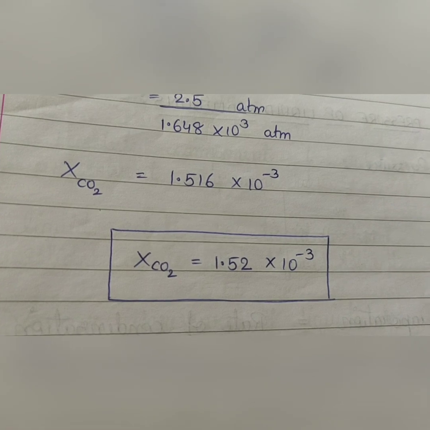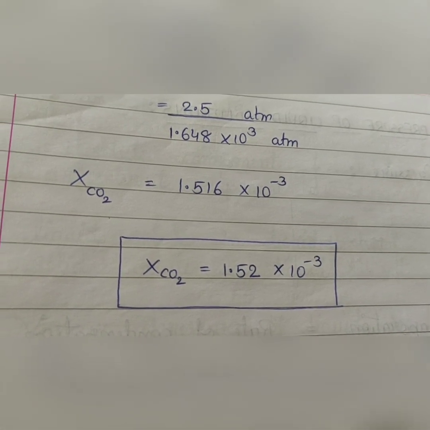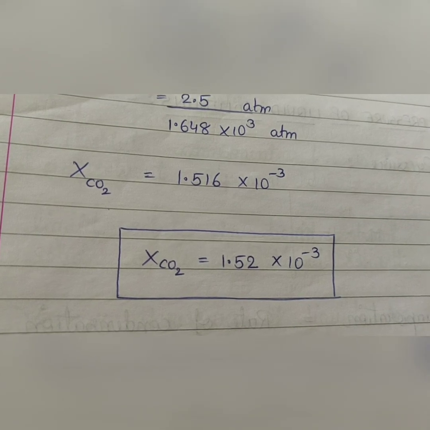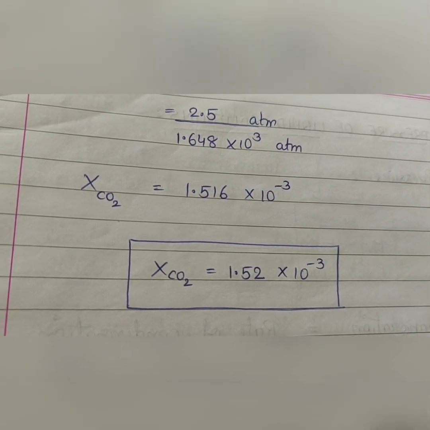Sum is not yet over. We need to calculate it in 500 ml of soda water, right? We have just reached up to the mole fraction of carbon dioxide. That is 1.52 into 10 raised to minus 3.